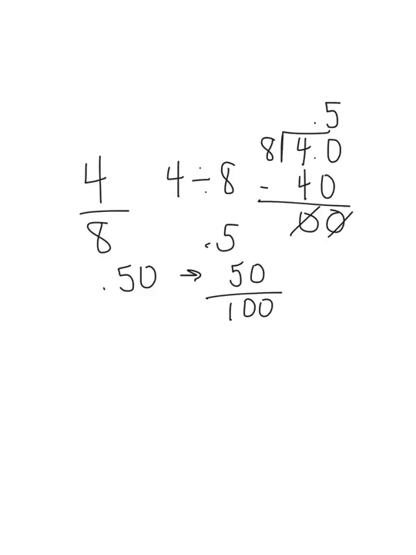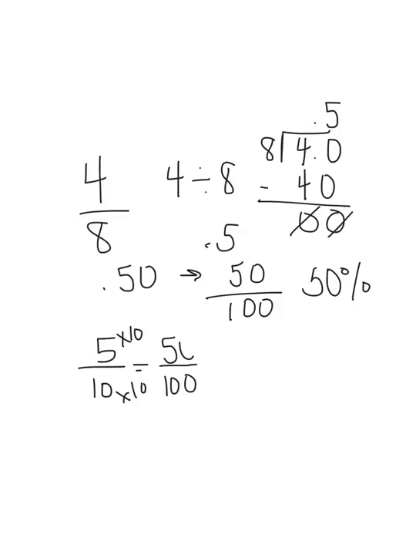And so I know that 5/10, 50 hundredths, is the same thing as 50% because this is already out of 100. If you wanted to just think about 5/10, we could still set that equal to 100 times 10 times 10, and I'd end up with 50 hundredths.